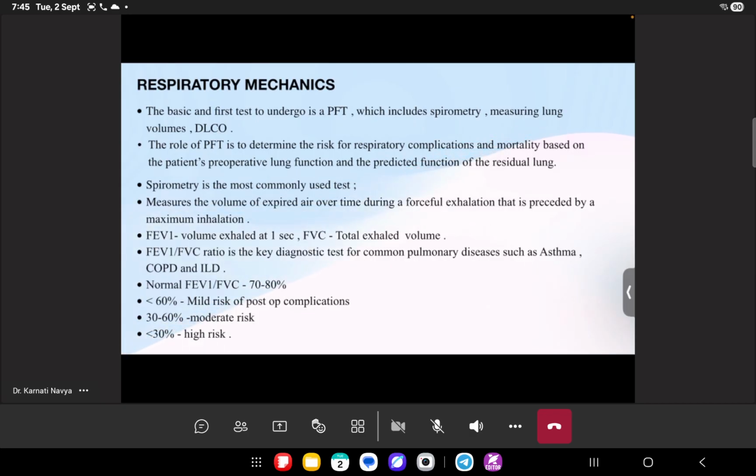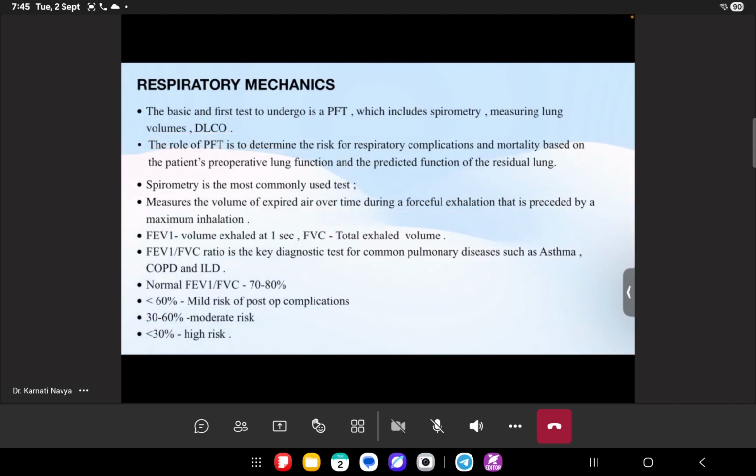Spirometry is the most commonly used test. It measures the volume of expired air over time during a forceful exhalation that is preceded by a maximum inhalation: the forced expiratory volume at 1 second, and the forced vital capacity, which is the total exhaled volume. The ratio of FEV1 to FVC is the key diagnostic test for common pulmonary diseases such as asthma, COPD, and interstitial lung diseases. Based on this, restrictive and obstructive diseases of the lung are diagnosed.